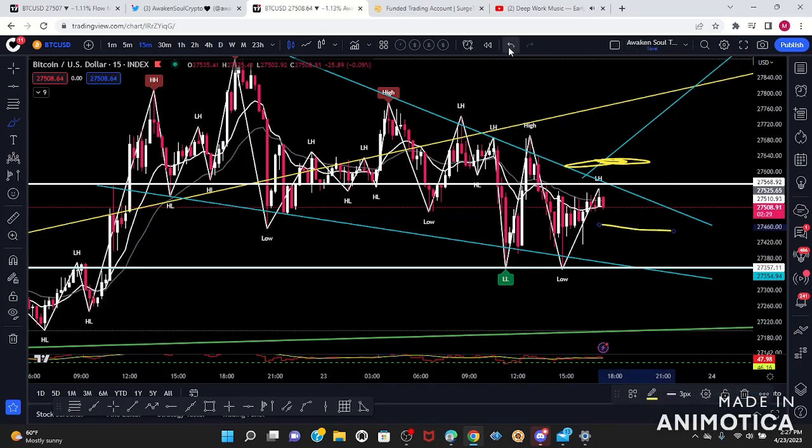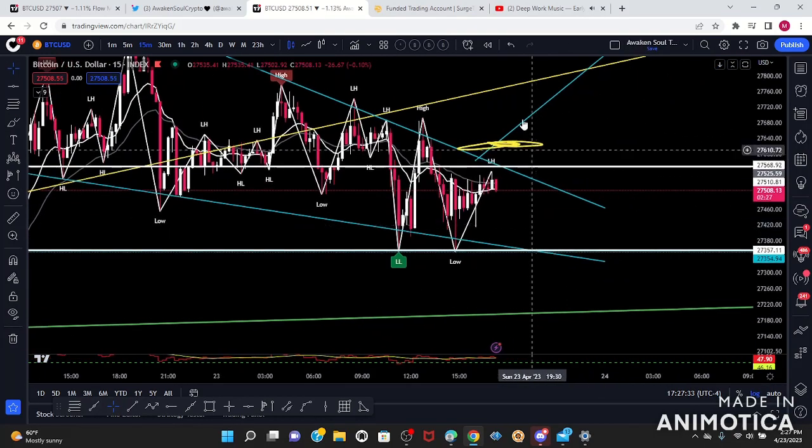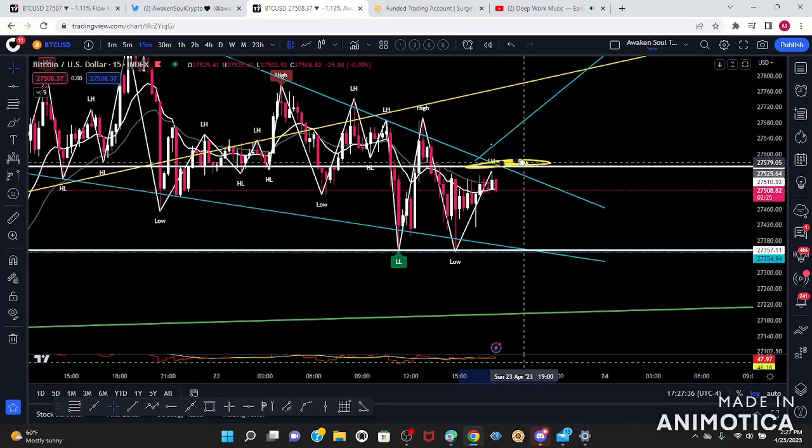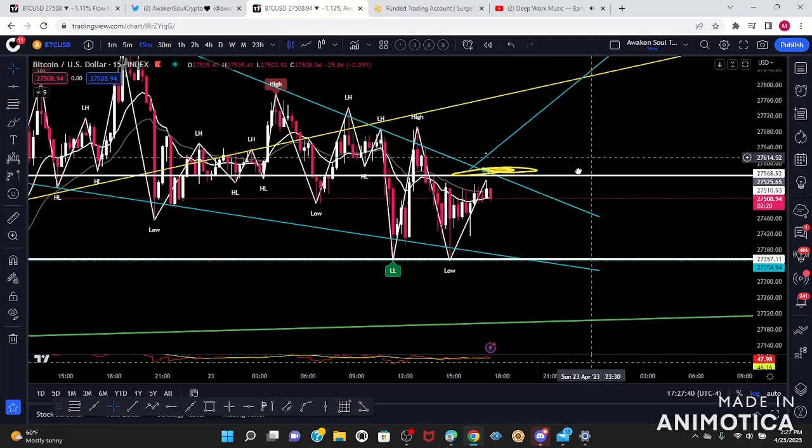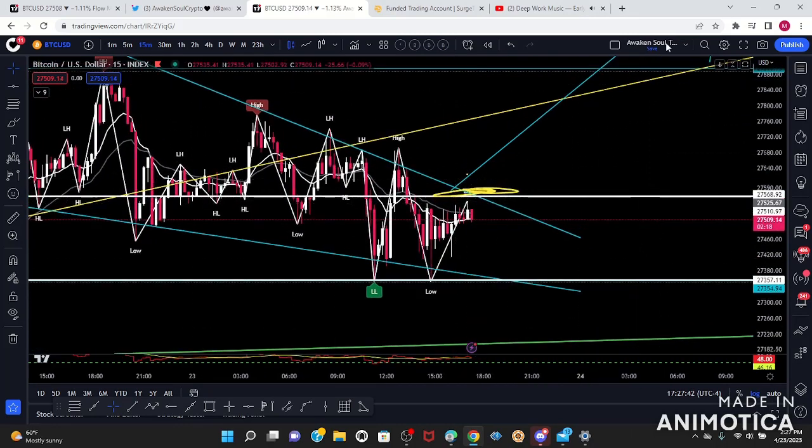Oops, sorry. I hope that makes sense. Stop loss should be no bigger. If you're shorting the market, this is where your stop loss should be. Because we know if it breaks this trend line, now we're into a bull flag pattern.